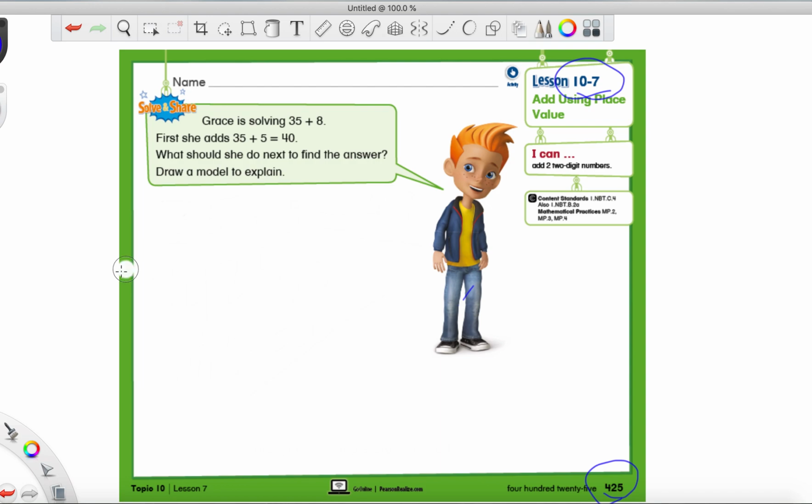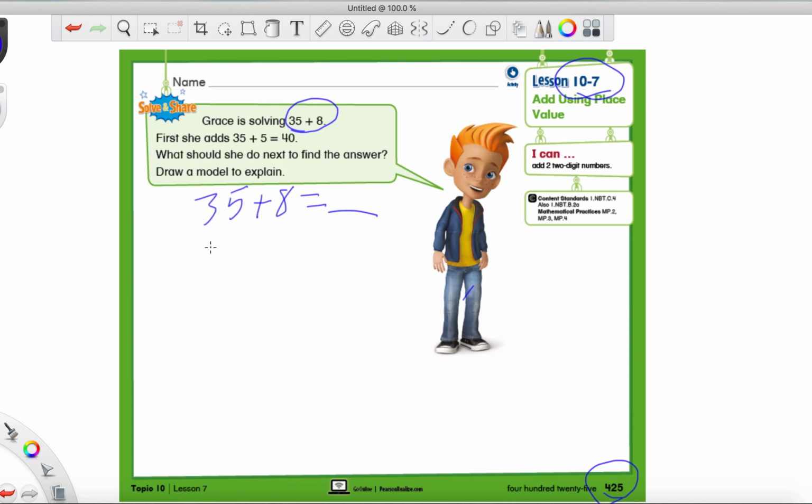Okay, so yesterday we were making sure that we used drawings, which we call a model, to help us solve. So let's use this one for example. On this page we have 35 plus 8. 35 plus 8 equals some number. We have no idea what it is.